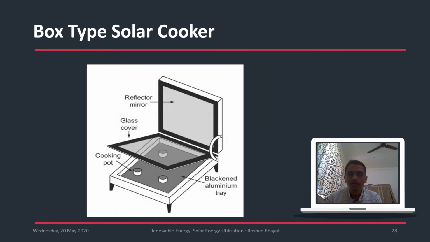Next thing is the box type of solar cooker. Now what is a box type of solar cooker? It is used for cooking food. It can be used for cooking food, for example for 1 hour.